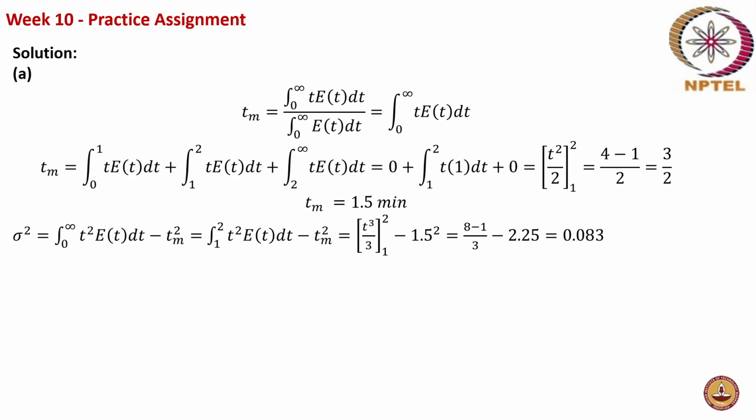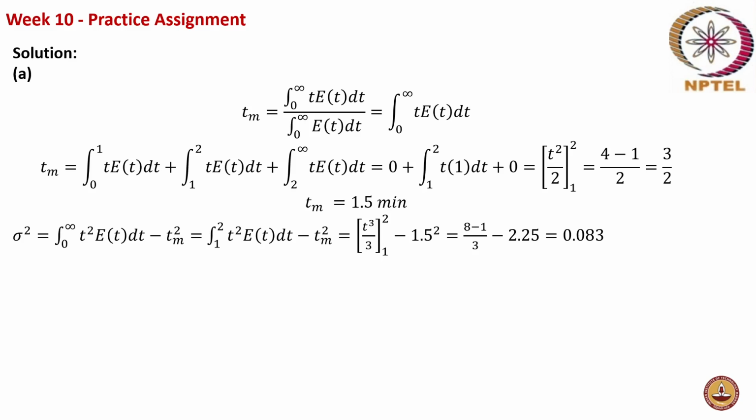The integral of t square is t cube by 3, and then we apply the limits between 1 and 2. And tm square is nothing but 1.5 square. Once we apply the limits, it is 2 cube minus 1 cube by 3, that is 8 minus 1 by 3, minus 1.5 square, which is nothing but 2.25. So you will end up with a variance value of 0.083.